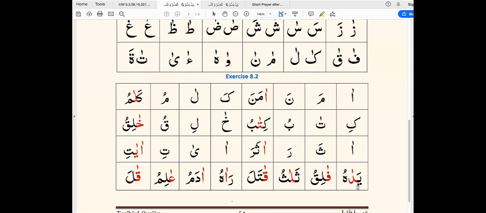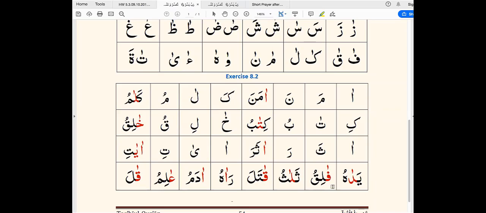Okay, so we have Yadahu, Yadahu. Faliqu, Faliqu. Thalathu, Thalathu. Qatala. Qatala. Beautiful, well done. Now will you try to recite them by yourself? Yeah. Off you go.